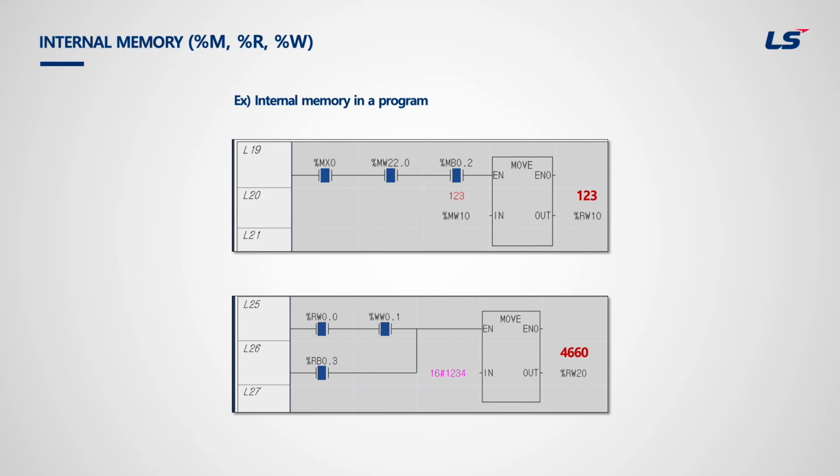It's important that the size of data for in and out should be the same. Hexadecimal 1234 is a word value. Therefore, output data RW20 needs to be set as word. If double word data comes for input, memory for output should be set as double word type.